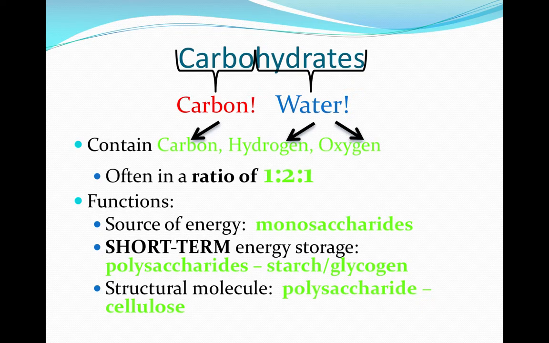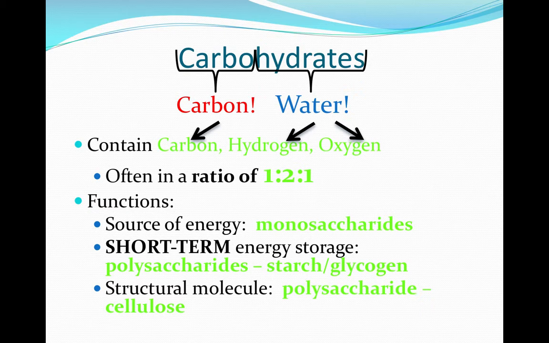Carbohydrates have 3 major functions in the body. Carbohydrates are a more diverse group of macromolecules. They have the function of being a source of energy. So our monosaccharides are going to be a source of energy for the body. Carbohydrates are also involved in short-term energy storage. There are 2 polysaccharides that are responsible for short-term energy storage. They are called starch and glycogen. Starch is found in plants and glycogen is found in animals.